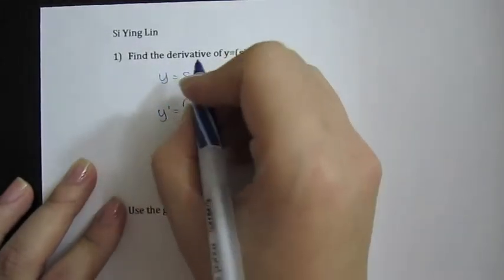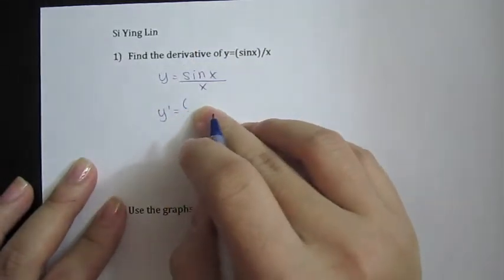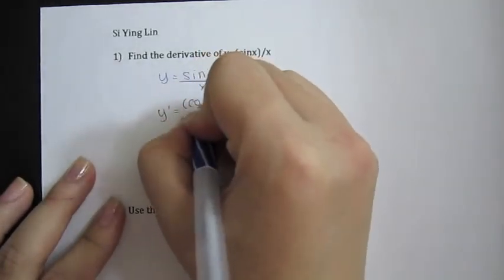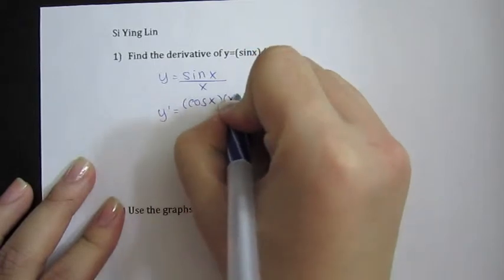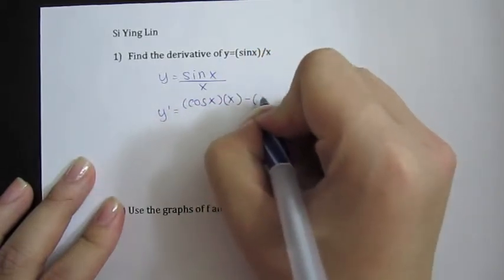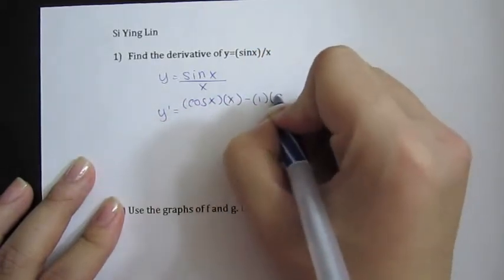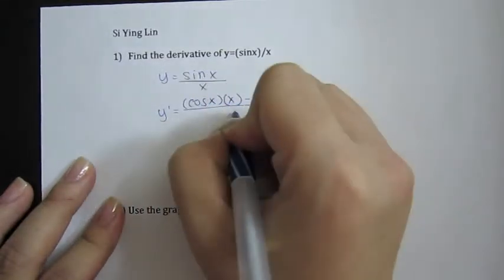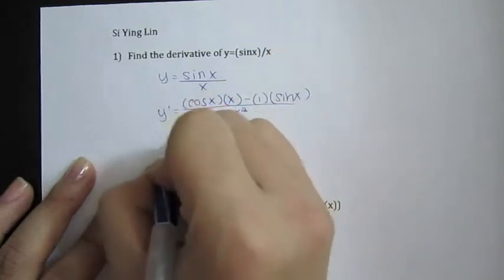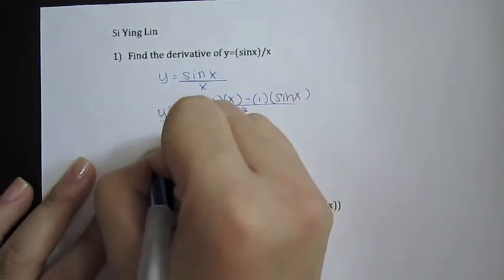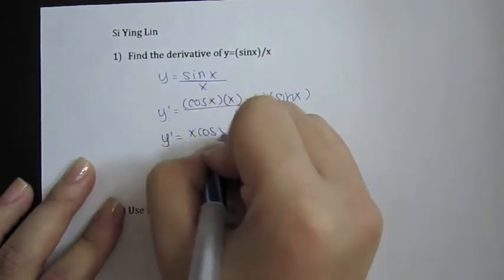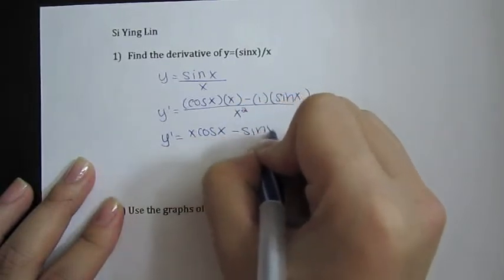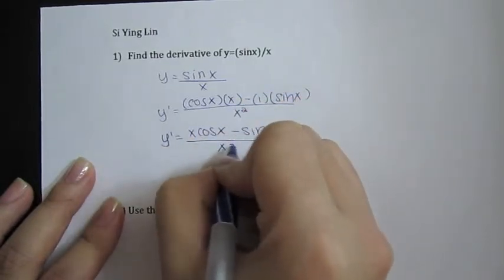derivative of the top. The derivative of sine is cosine of x times the bottom minus derivative of the bottom times the top. And all this is divided by bottom squared. We get x cosine of x minus sine of x over x squared.